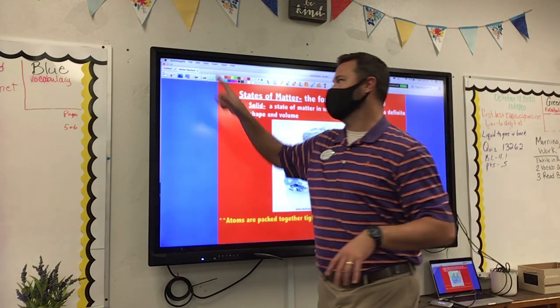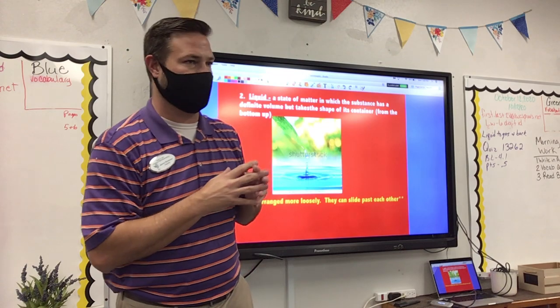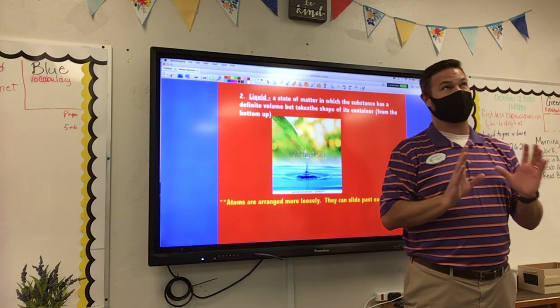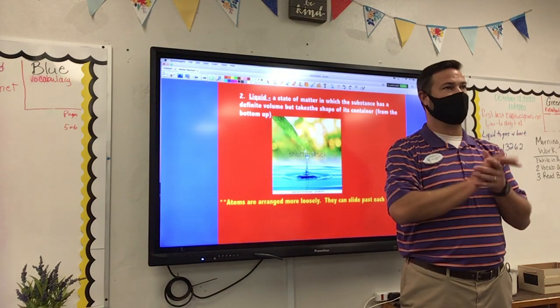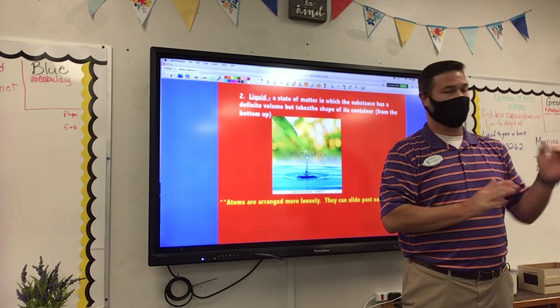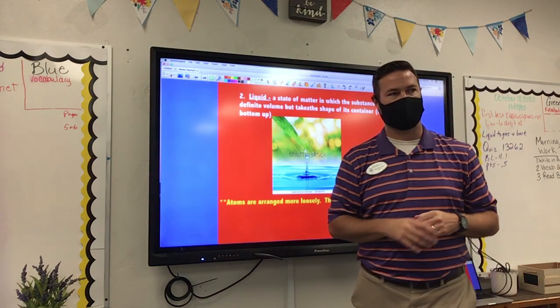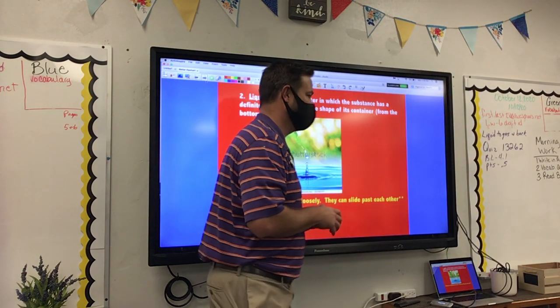When you get to liquids, liquids are moving around a little bit. That's why the shape is whatever shape the container it's in. So if it's a bendy straw, it's a bendy shape. Okay, but the volume will stay the same. The mass will stay the same.